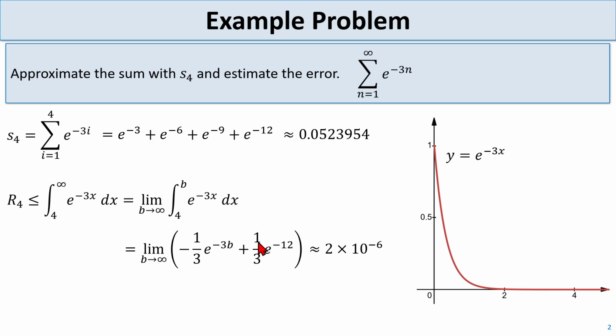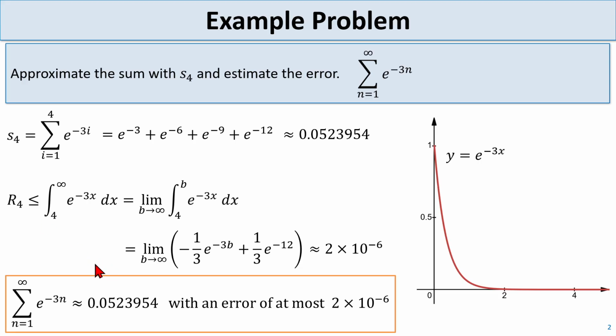So all we have left is 1/3 e to the negative 12. If you plug that into a calculator, it is approximately 2 times 10 to the negative 6. So that's our error, or I should say it's the maximum value that our error could have. What we have shown is that this infinite series has a sum that's approximately equal to this value, about 0.05, and the error is at most 2 times 10 to the negative 6.